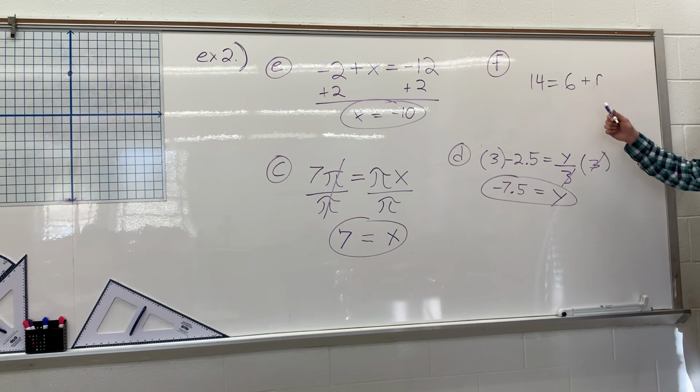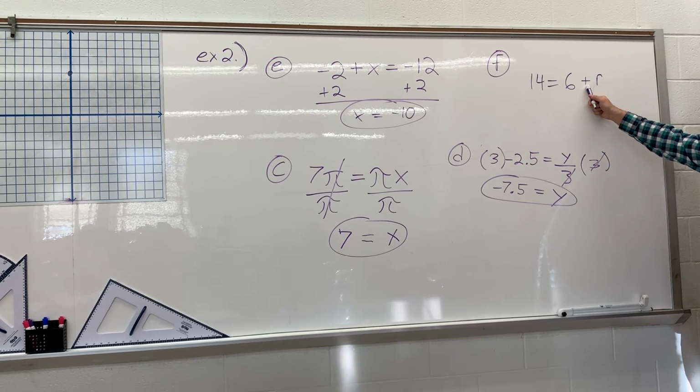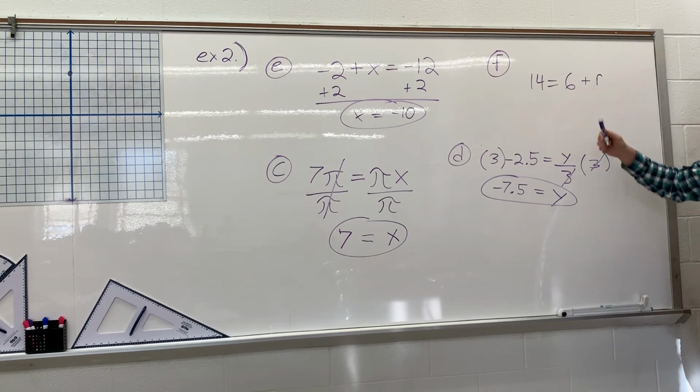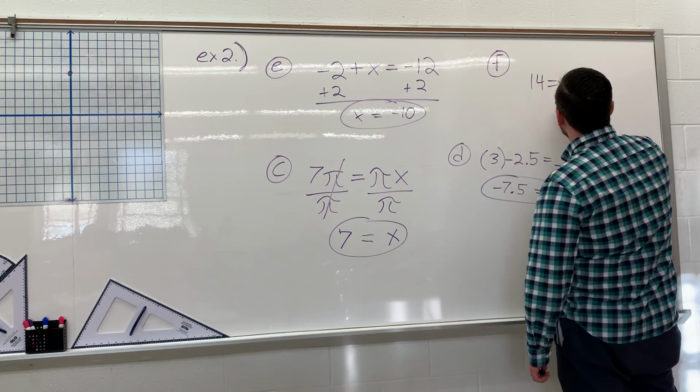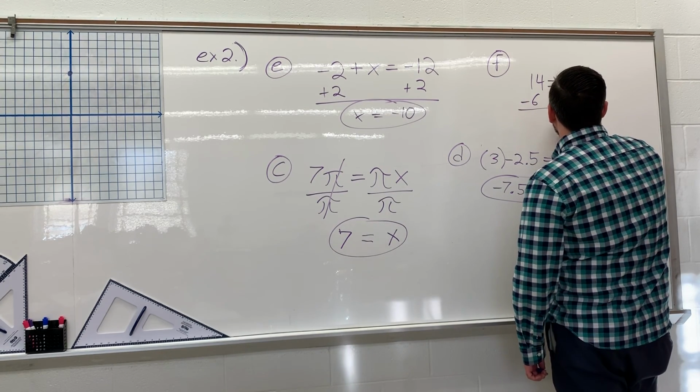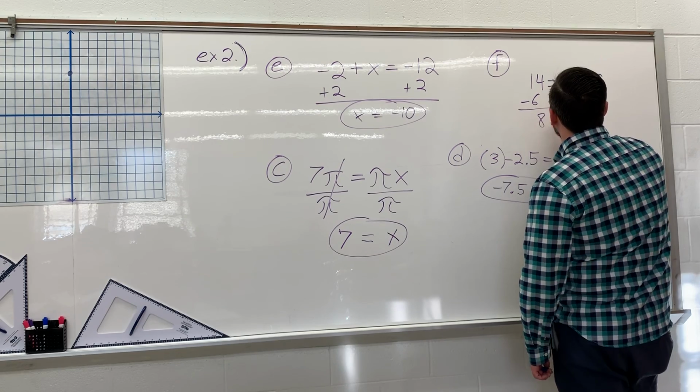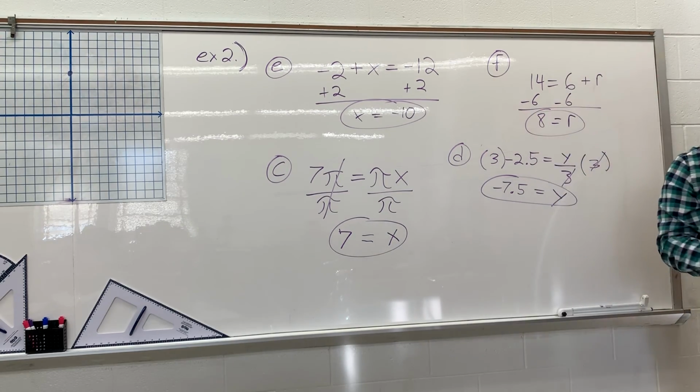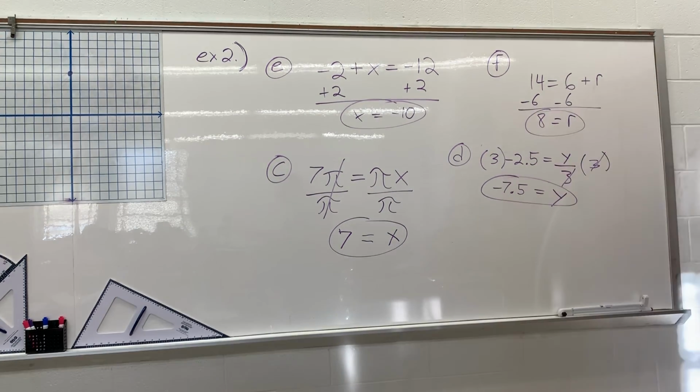Minus. Is it because this is plus? No. Why am I doing minus 6? Because the 6 is positive. So we're subtracting 6 from both sides. And we get r equals 8. Questions? No. Beautiful.